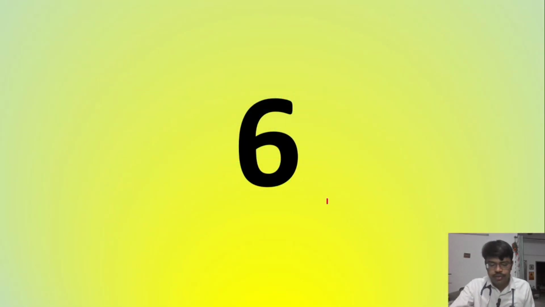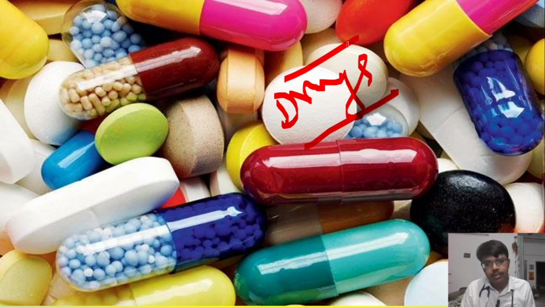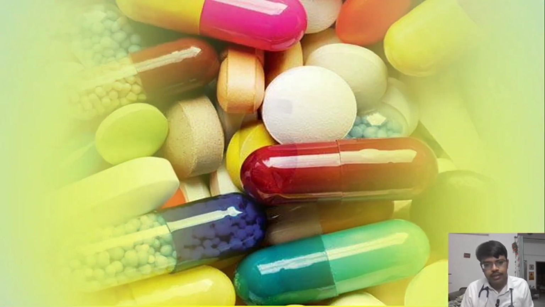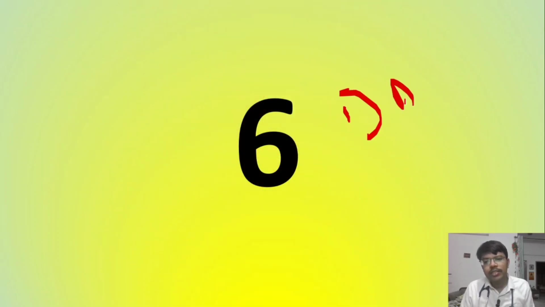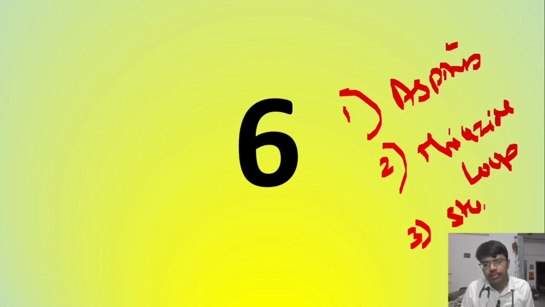Number 6, which can precipitate it, is drugs. As a medico, you should know what are the drugs which interfere with the secretion of uric acid. What are the important drugs? First is aspirin. Another commonly encountered drug is diuretics, thiazide diuretics and loop diuretics, steroids, and any kind of chemotherapy can cause high uric acid.